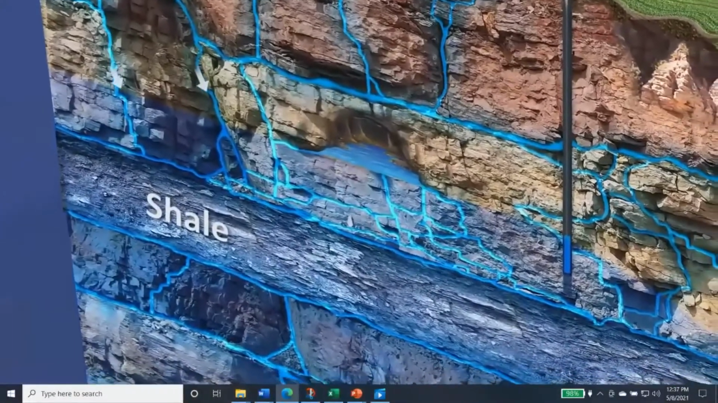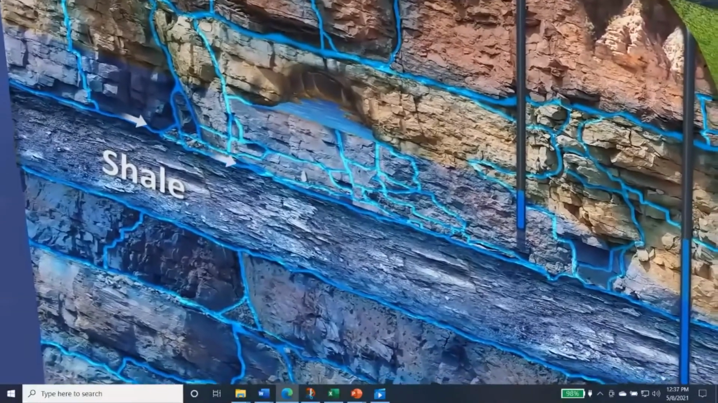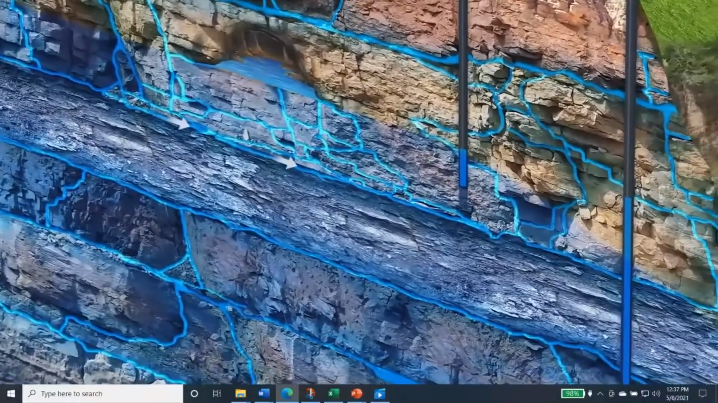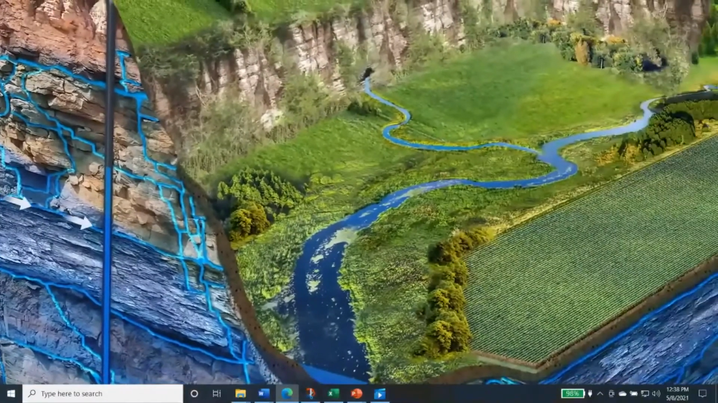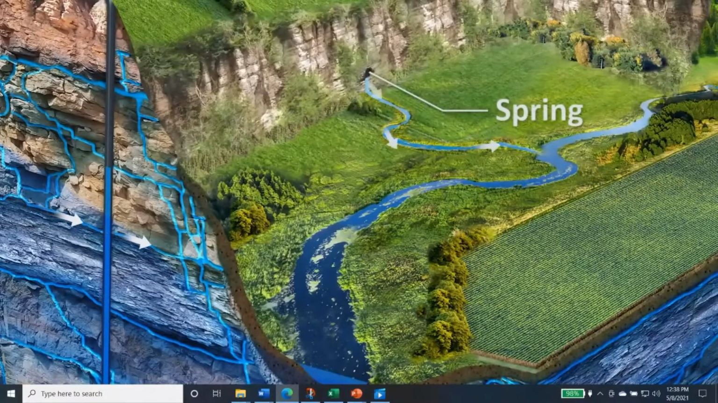Compacted shale layers act like a barrier, slowing but not completely stopping the downward movement of water. The presence of shale redirects groundwater to move sideways, where it can emerge as a spring.